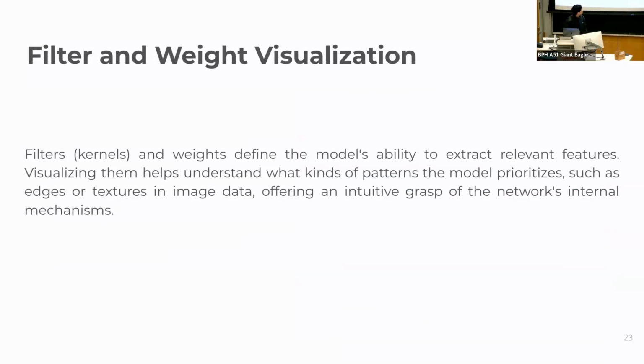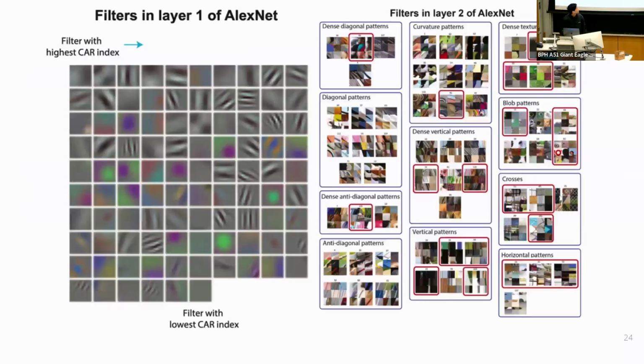Filters and weights define the model's ability to extract relevant features. So we visualize them here, and visualizing them can help us understand what kind of patterns the model prioritizes. It is about making your black box deep learning into something we can explain, such as edges or texture in image data, offering an intuitive grasp of the network's internal mechanisms. And here is also an example of the features.